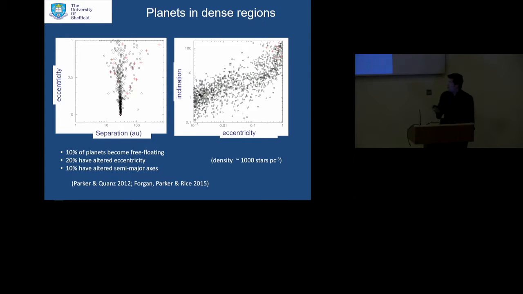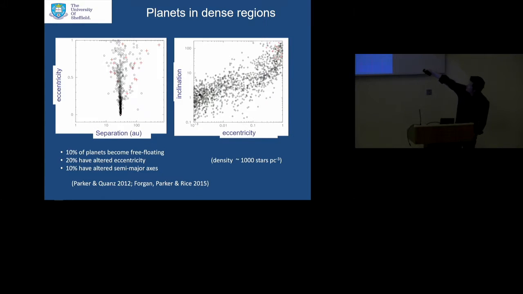Why is that important? Well, you have to worry about interactions with other stars at these high densities. So these are the results of an N-body simulation where you show eccentricity against semi-major axis, and initially all the planets are placed at 0 eccentricity, so a perfectly circular orbit. And after 10 million years in a star cluster environment, you have eccentricities anywhere between 0 and 1.